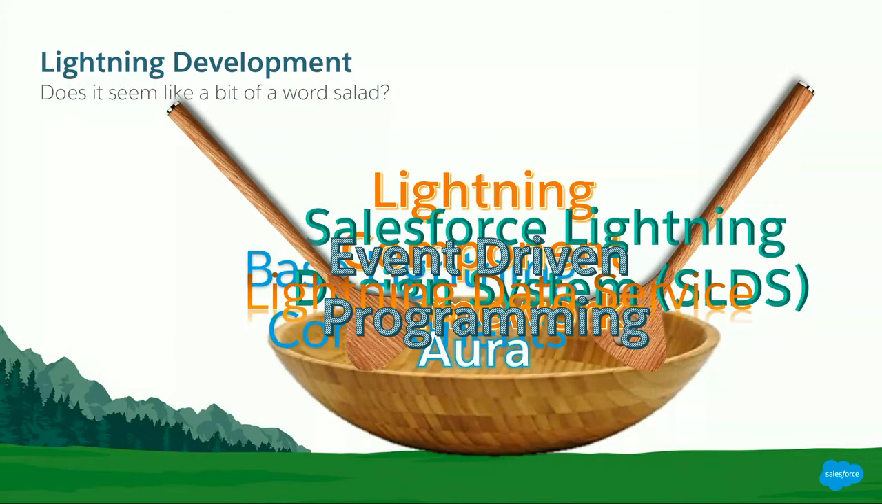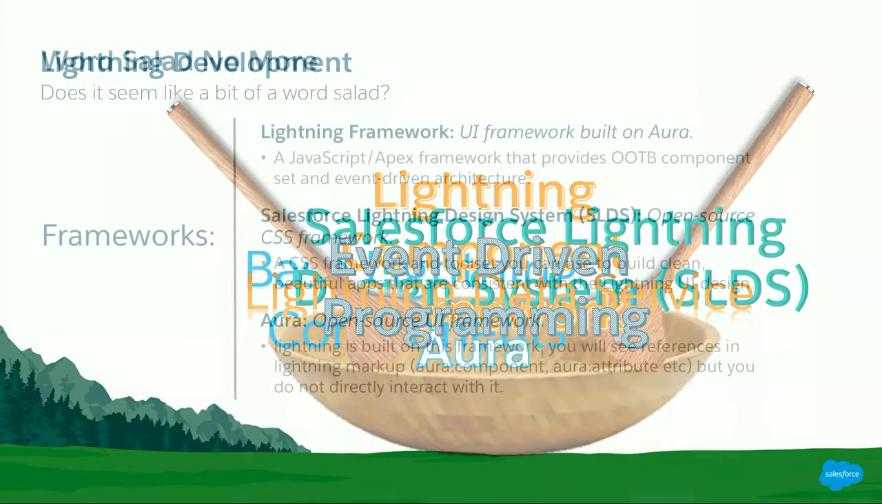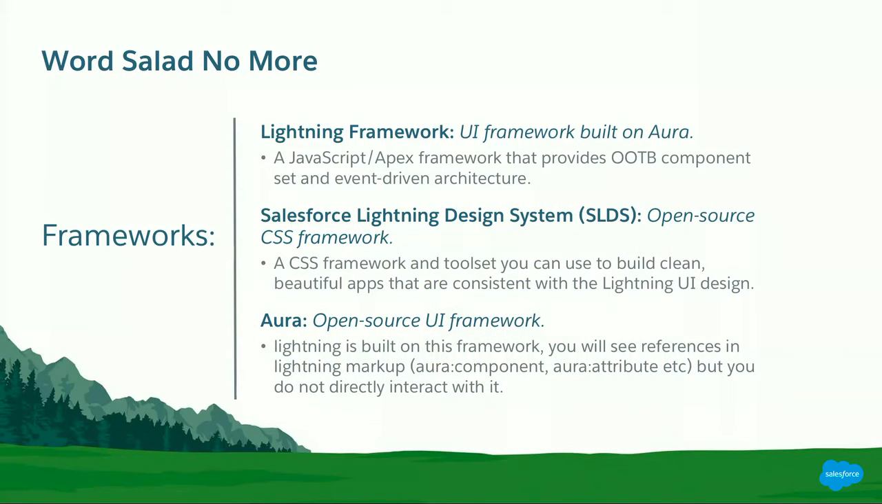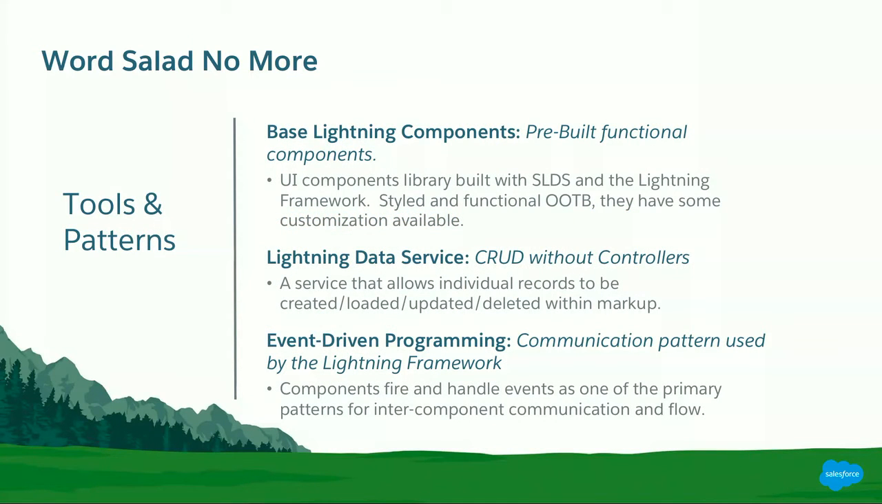So that was a lot of concepts, but hopefully we've gone from word salad into a little bit more sense. We've got our frameworks. We've got our Lightning framework, which is all of that functionality from Aura wrapped up for you on the Force.com platform. We've got the Salesforce Lightning Design System and Aura, on which it's all built. And then we've got our tools and patterns: those base Lightning components, Lightning Data Service, and event-driven programming.